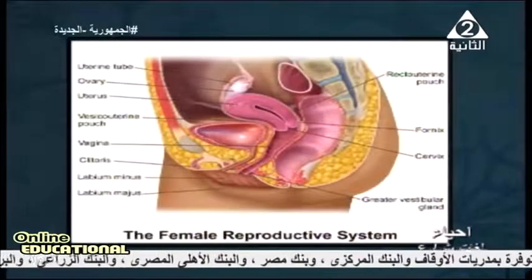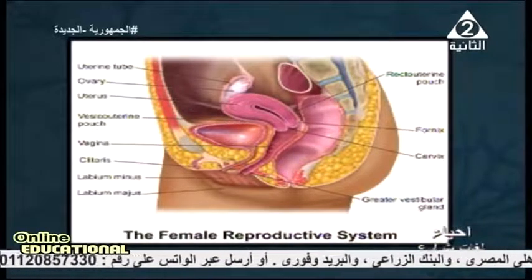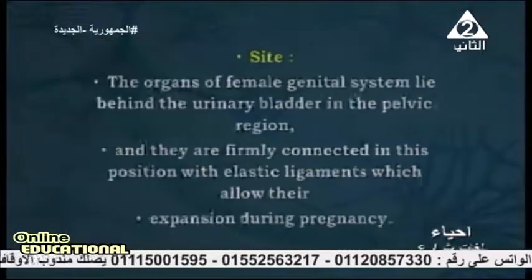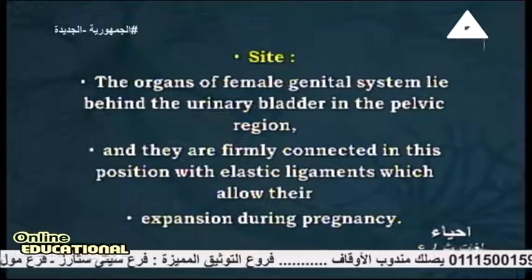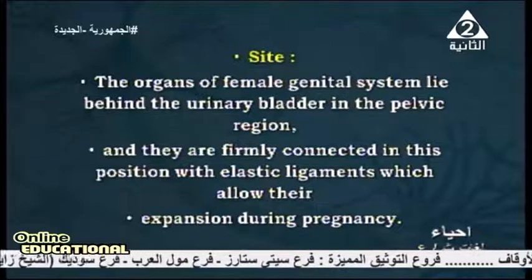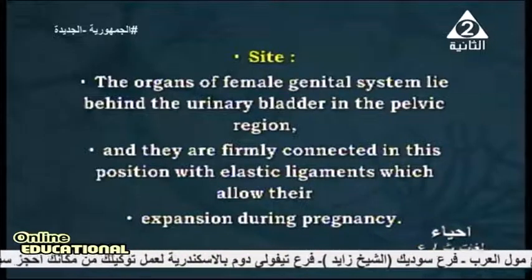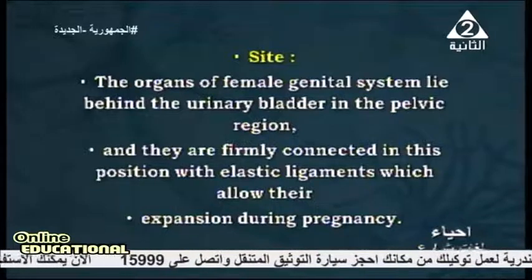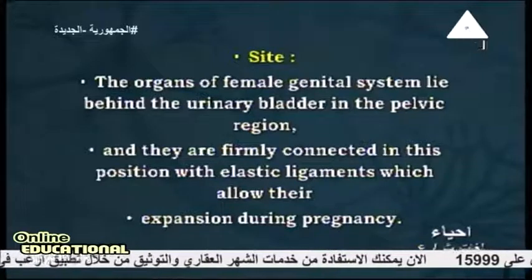This is the ventral view of the figure for the female reproductive organs. Now let us describe where the organs are located. The organs of the female genital system are found behind the urinary bladder in the pelvic region. And they are connected with elastic ligaments, which allow their expansion during pregnancy.